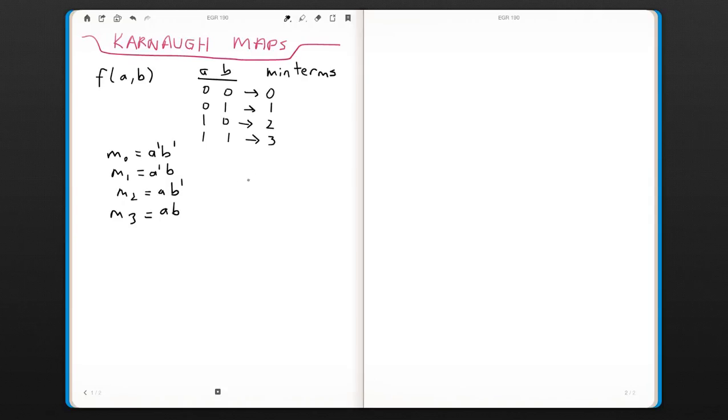Let's consider that you're putting this into a table. Since there are four, you will have four cells for this. And I'm going to say this side is going to be related to A and this side is going to be related to B. So A can be 0 or 1, B can be 0 and 1. So 0, 0 is your A not B not, which is your M0, minterm 0. A0, B1 is your M1. A1, B0 is your M2, and finally this is your M3.